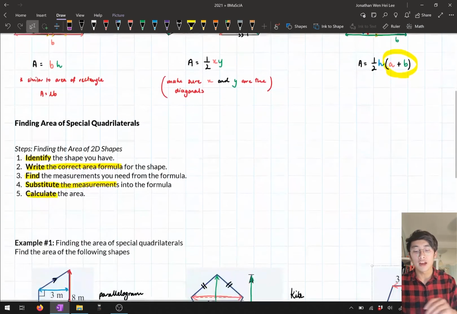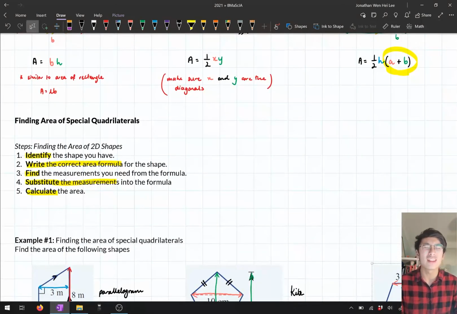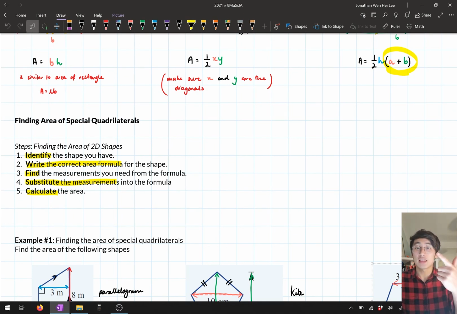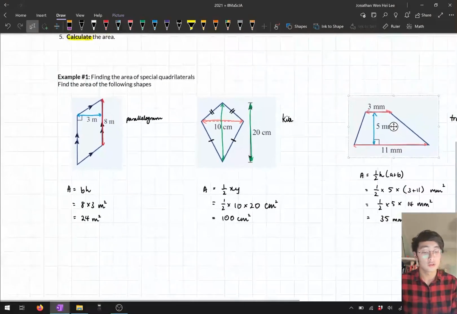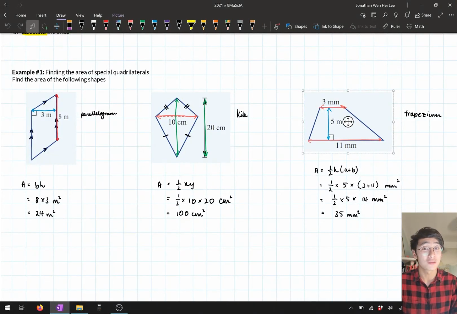When we're trying to find the area of a 2D shape using these area formulas, firstly we identify the shape that we have, and secondly we write down the formula for that shape. Then we find the measurements based on the formula, and then we substitute these into our formula and calculate as a final step. We went through 3 examples of how to do this with our parallelogram, kite, and trapezium.